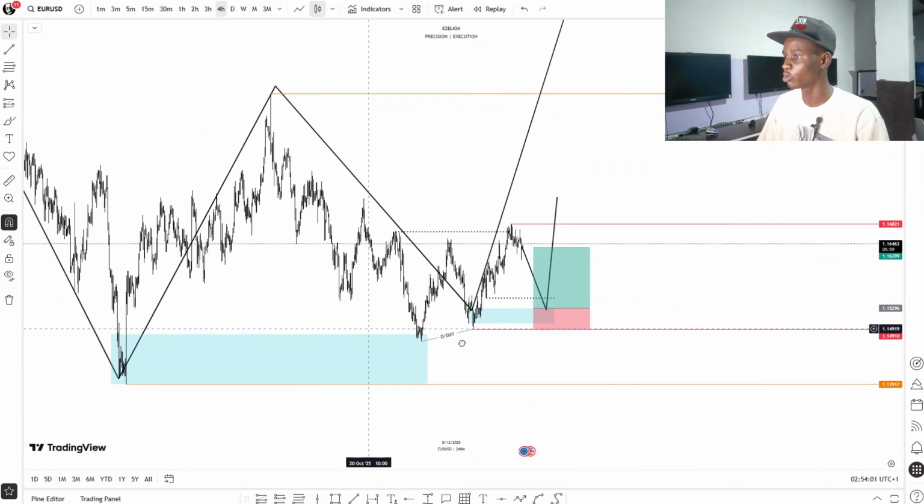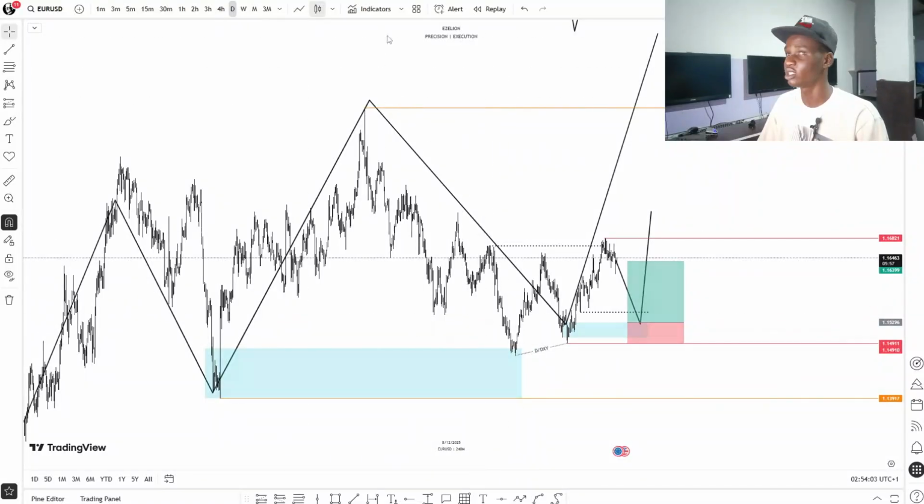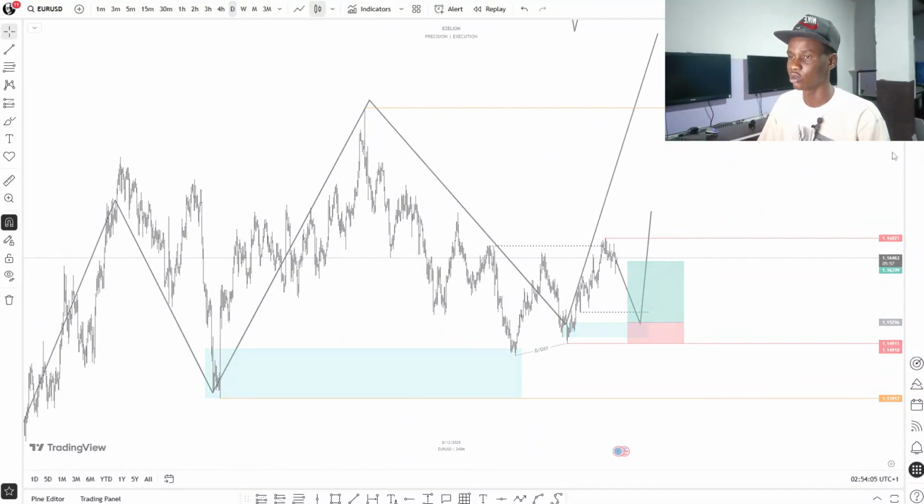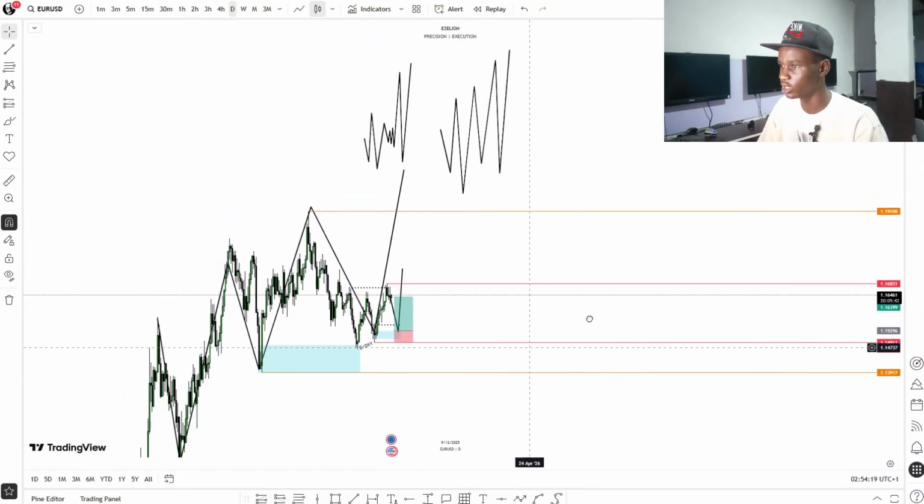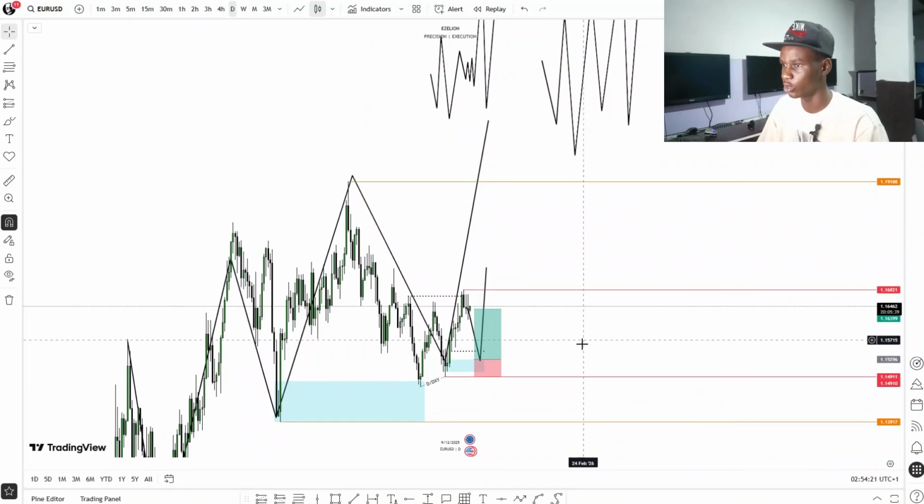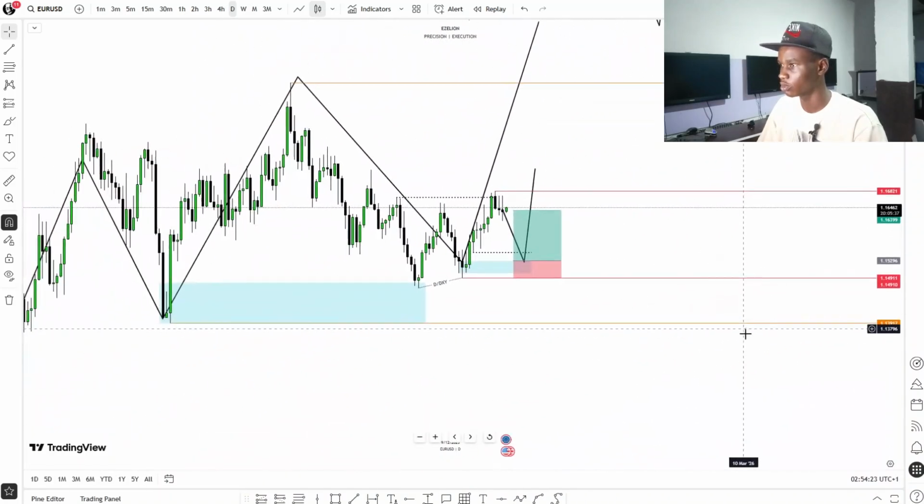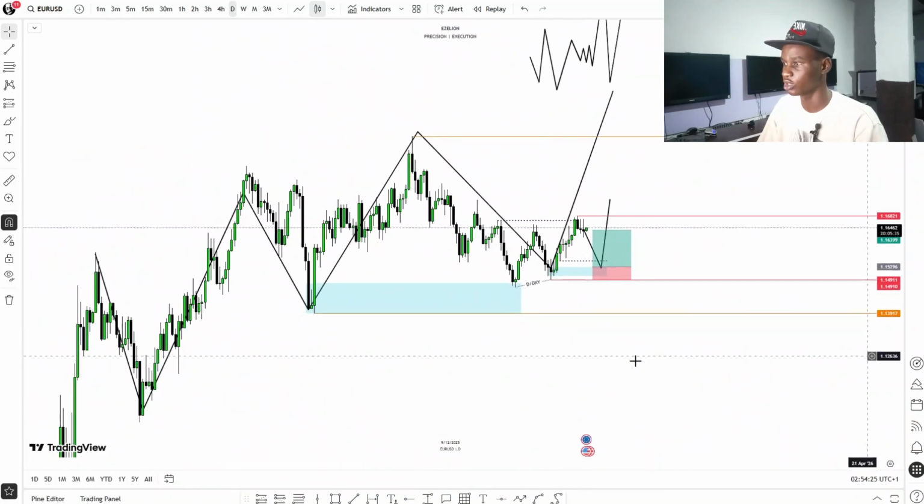Now, for this setup, what do we have here? If you start with the daily time frame, you can see what we are having on the daily time frame. What do we have here now? We actually have a market structure you are reading here.